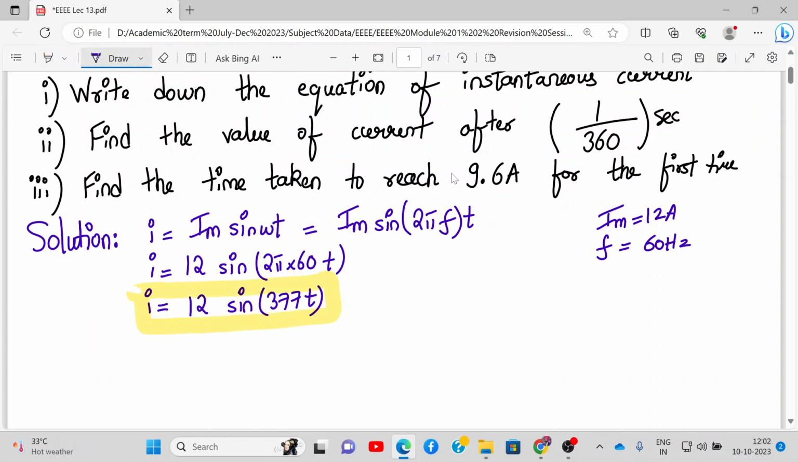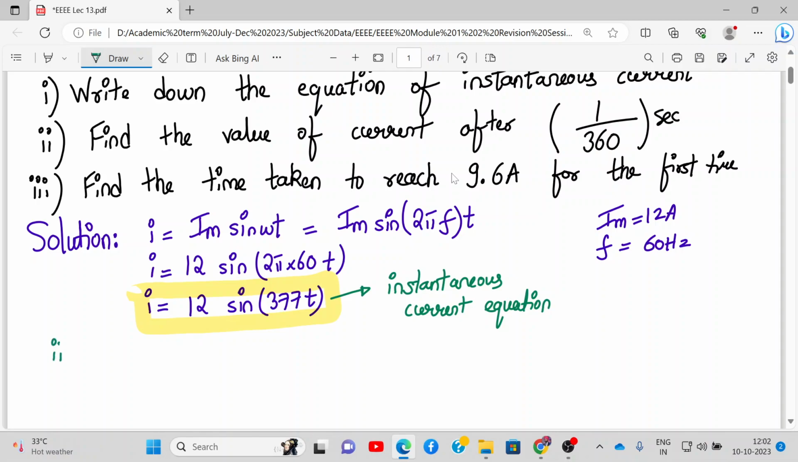All right, so this is my equation for the instantaneous current. Okay, so let's go to the second part. The first part is completed.